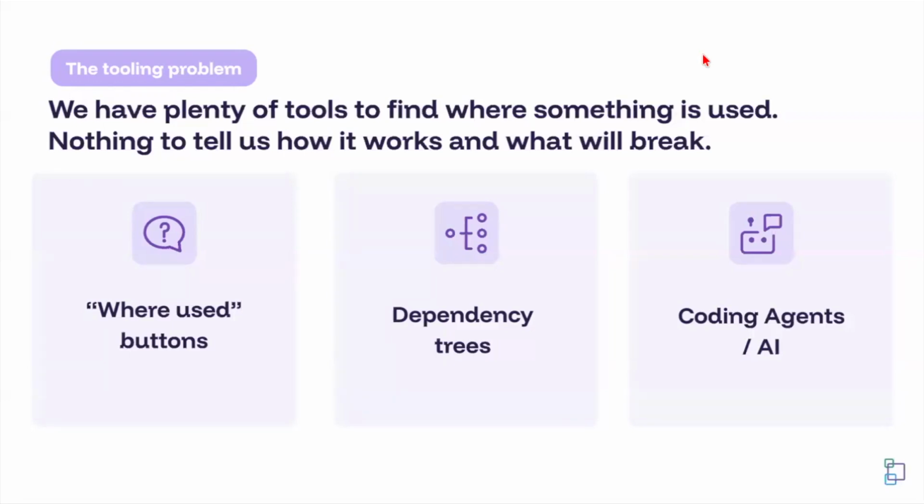And now we also have a lot of coding agents and AI tools that can very easily either explain individual components to us or can even list for us in a very accessible way how things are referenced. But in either case, these tools don't really tell us or help us understand how our org works end to end or what will break without doing a fair amount of manual investigation.